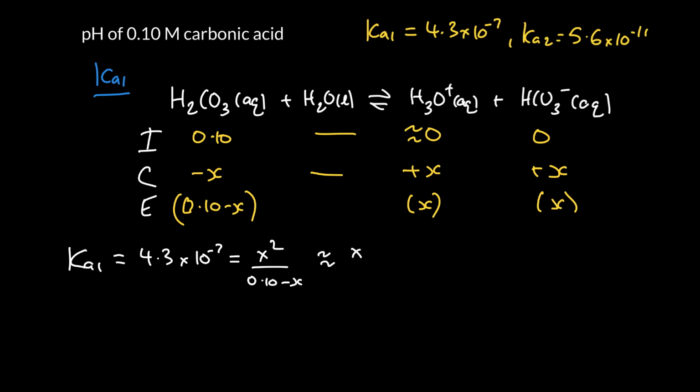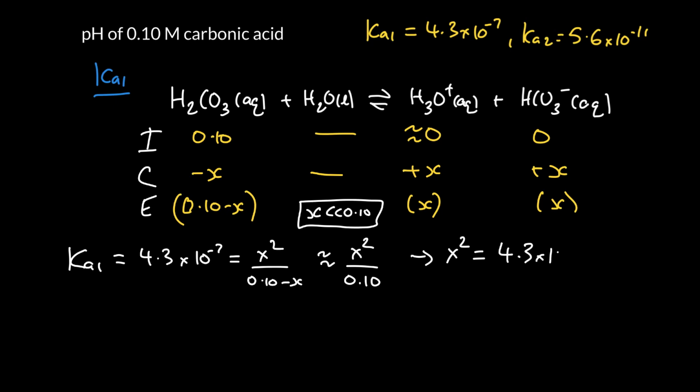And again, we're going to make the approximation, because solving the quadratic equation is such a pain, that x is much smaller than 0.1. So we're making this approximation that x can be neglected in the denominator. The reason for that is that it makes the problem much easier to solve. So x squared is just 0.1 times 4.3 times 10 to the minus 7.